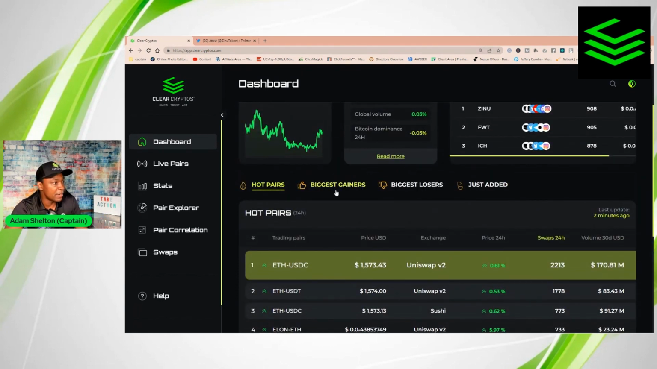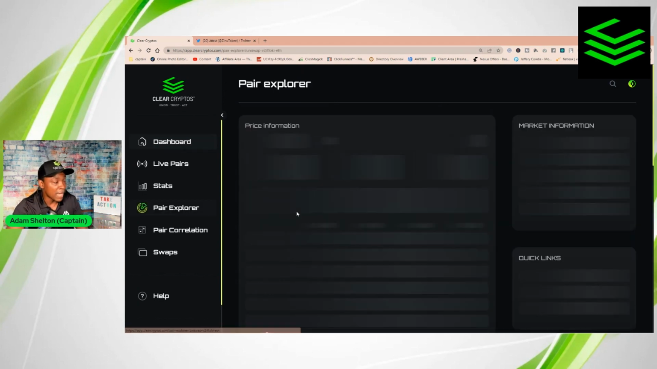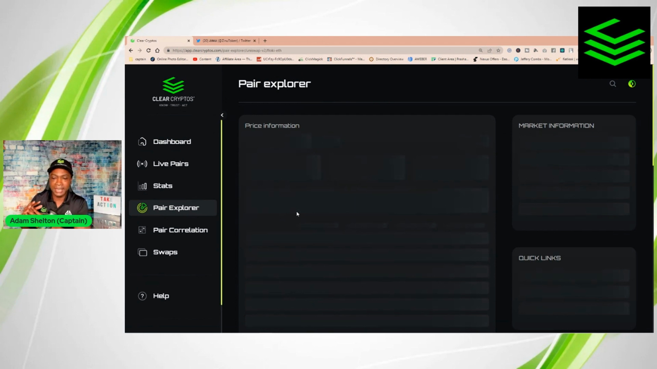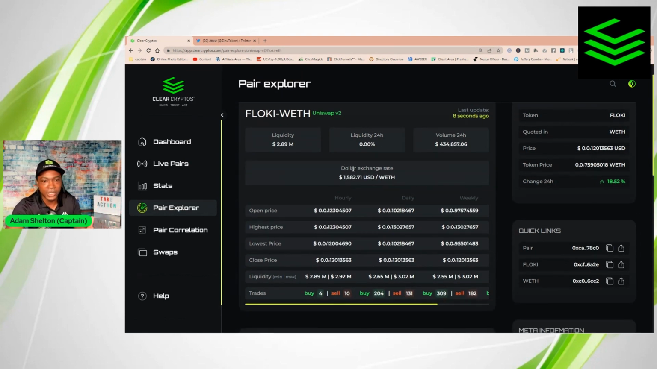So hot pair, biggest gainers in terms of pairs. Now this is pairs. It's not individual projects. These are pairs. So the biggest gainers on pairs will be this one. Then I can click on there to get more information, and this will help me decide, okay, should I go ahead and look more into this pair? Should I buy this pair? And then I can start making better decisions on this. So look at this, the price information, liquidity, also the dollar exchange rate, open price, highest price.